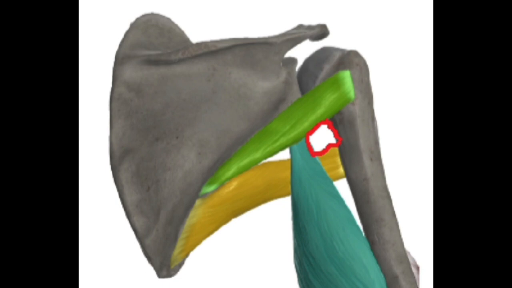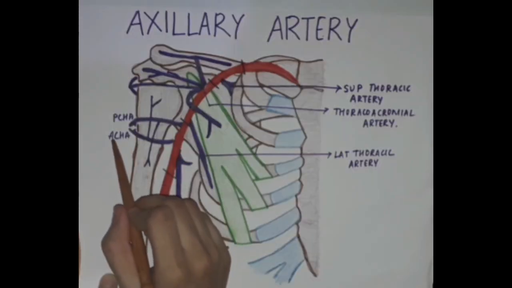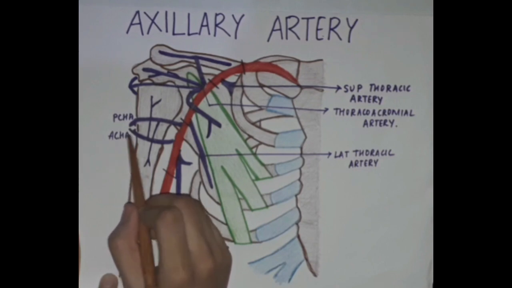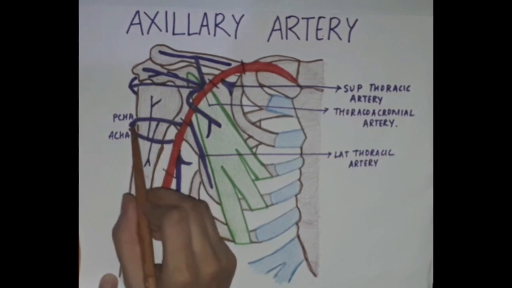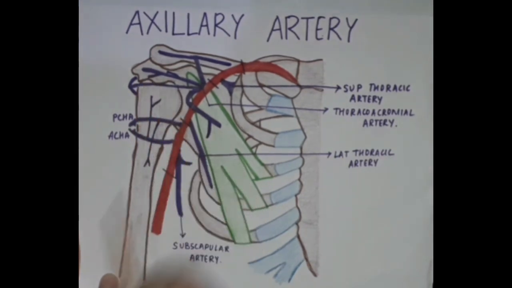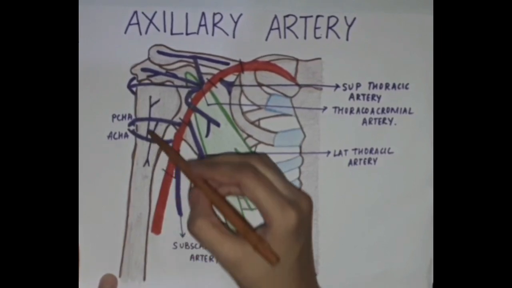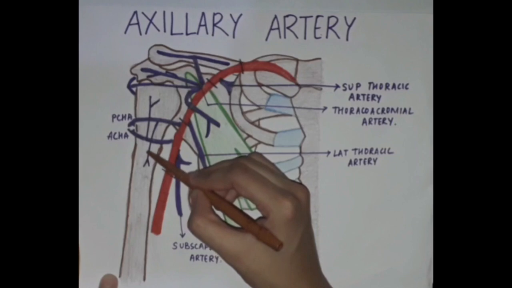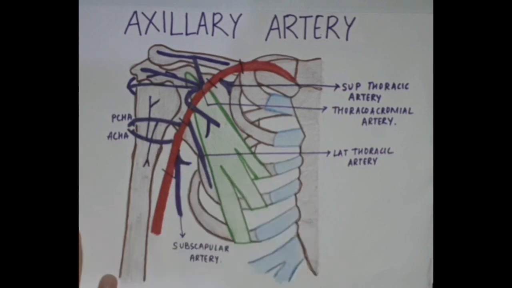and it ends by anastomosing with the anterior circumflex humeral artery around the surgical neck of the humerus. It supplies the shoulder joint, the deltoid muscle, and the muscles bounding the quadrangular space. It gives off a descending branch which anastomoses with the ascending branch of the profunda brachii artery.